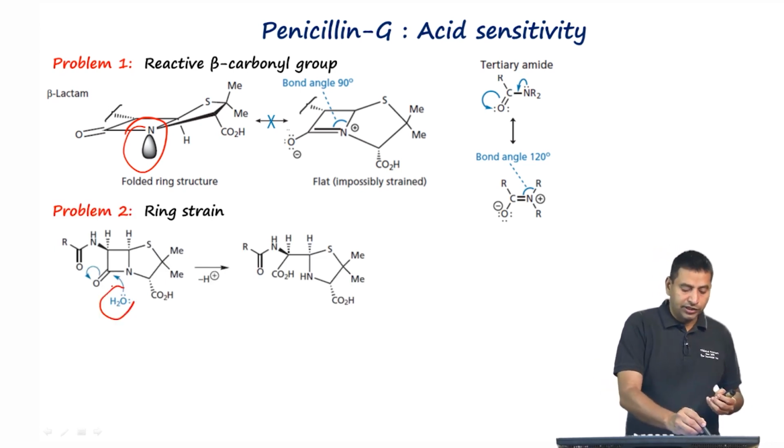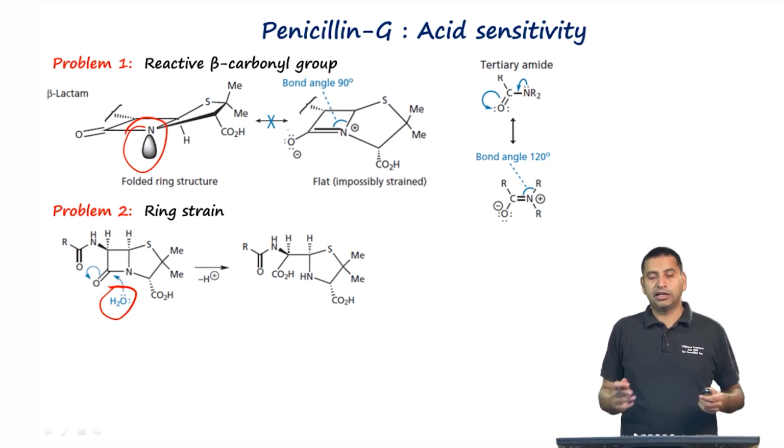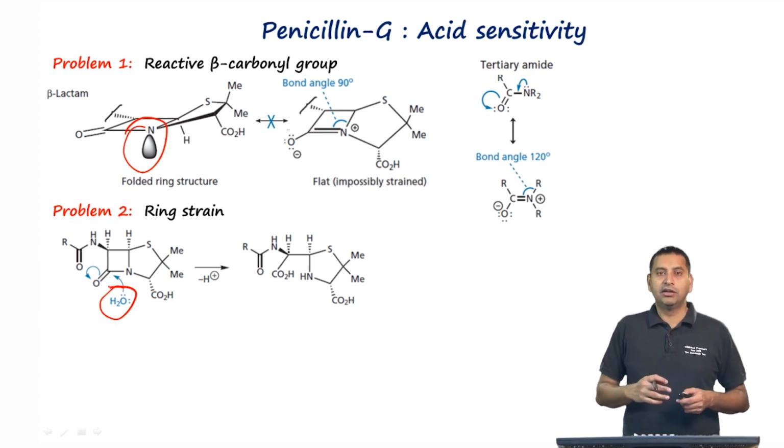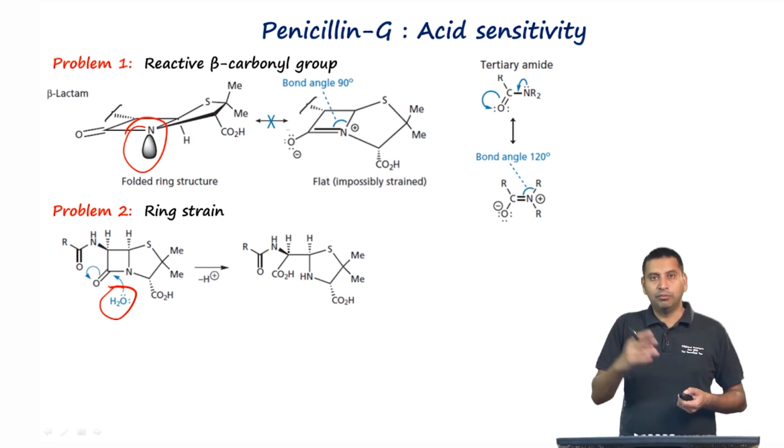So, under acidic conditions, you can open up this beta lactam and generate a carboxylic acid and amine. This product that is formed is actually inactive. So, one of the major problems associated with penicillins is the lack of stability in acids. So, therefore, penicillins are actually injected.